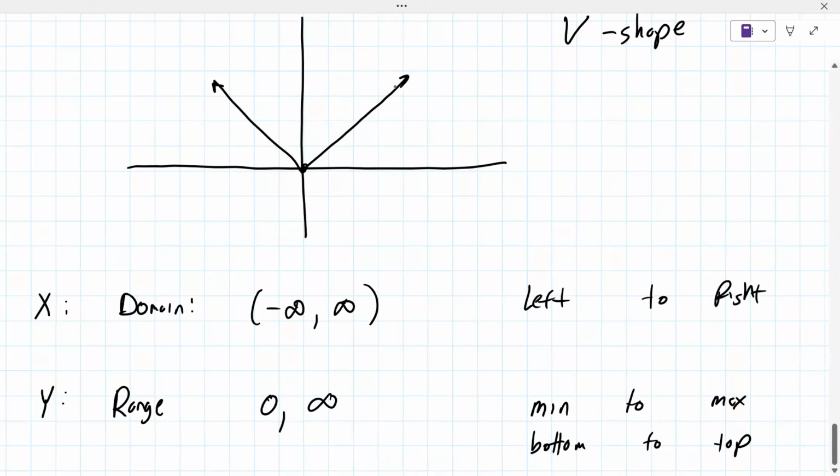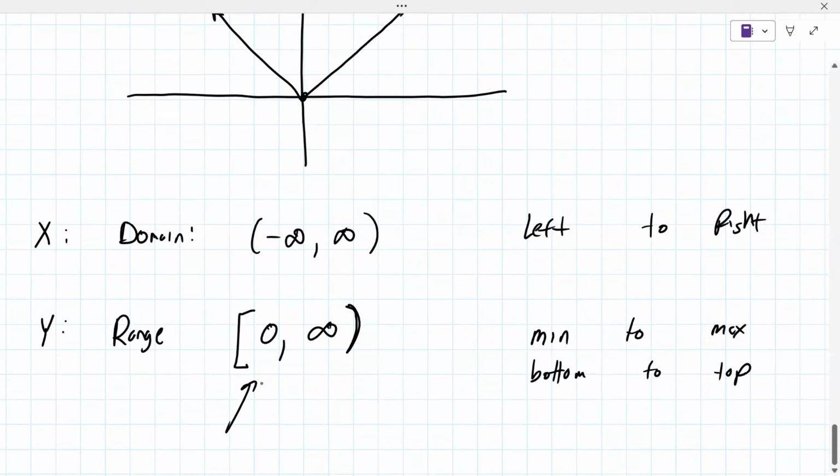Infinity. Now infinity always goes with a parenthesis. Positive infinity, negative infinity, they always get parentheses. The number though could go with a parenthesis or a bracket. The reason it's a bracket here is because 0 is included. Like it can actually be 0.